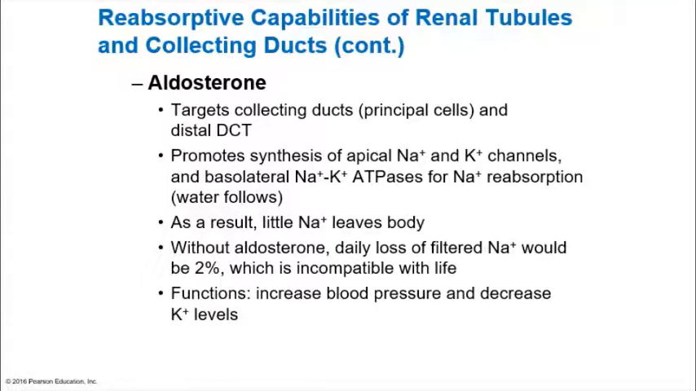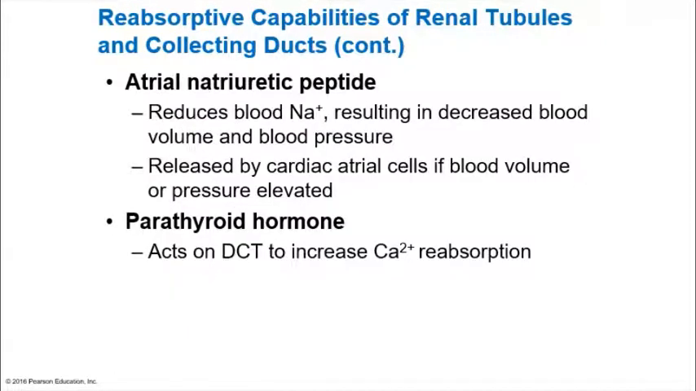Now we're putting it all together. Now you know the full picture of how aldosterone works. But it turns out aldosterone and antidiuretic hormone are not the only hormones that have a say in the distal convoluted tubules and the collecting ducts. There are other hormones, like these two we see on this slide here, atrial natriuretic peptide and parathyroid hormones.